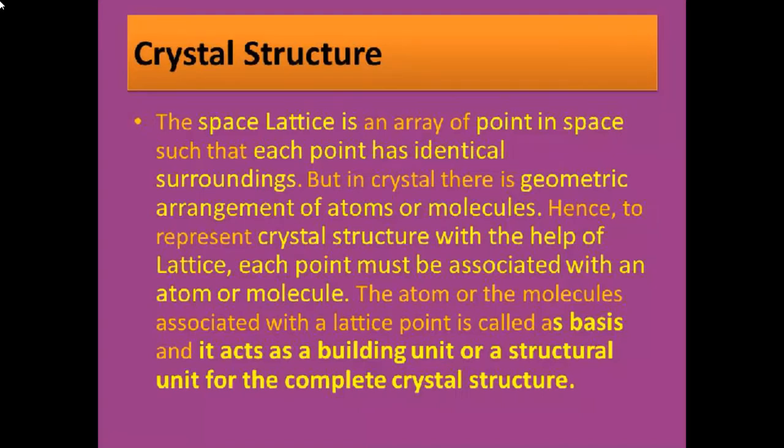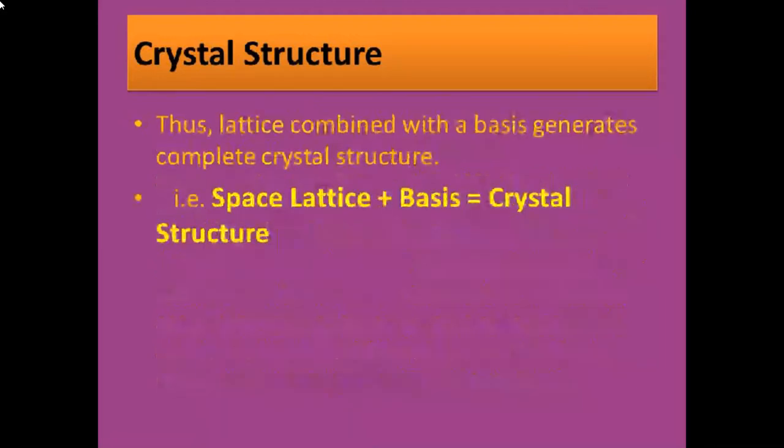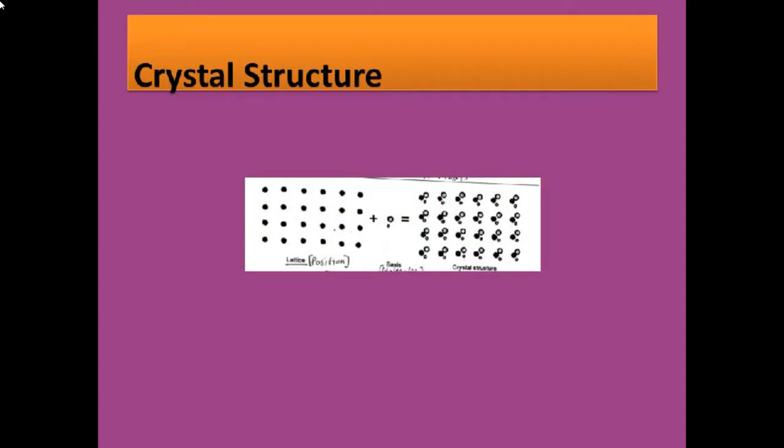When we combine the space lattice with the basis, we get the complete crystal structure. Thus, lattice combined with basis generates the complete crystal structure. Space lattice plus basis will give you the crystal structure. Here in this diagram you can see lattice plus basis. When these two get combined, you will get the crystal structure. Sometimes they may give you the diagram and ask what this is. So remember, this is a lattice, basis and crystal structure diagram.